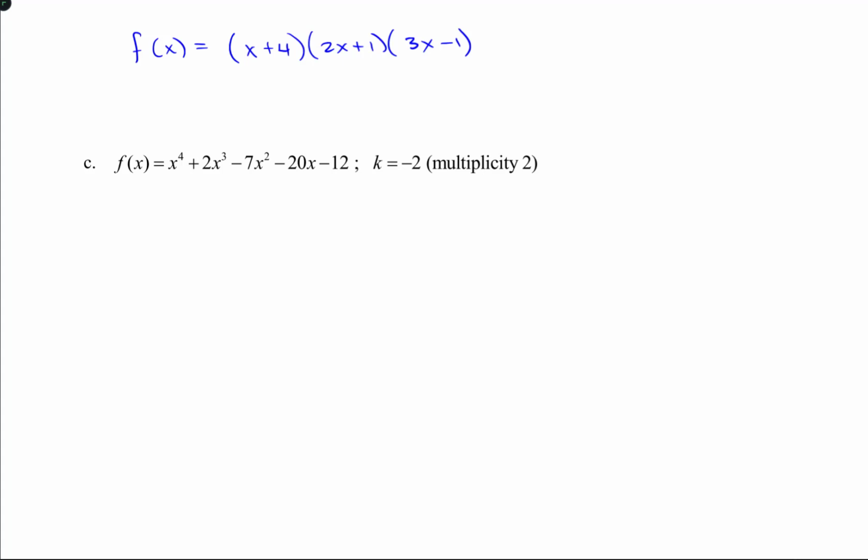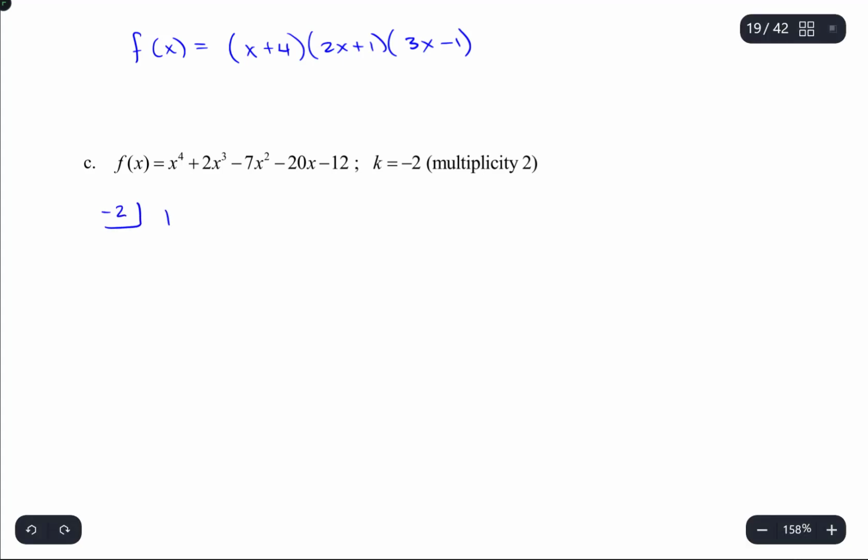Lastly, I have f of x equals x to the 4th plus 2x cubed minus 7x squared minus 20x minus 12. And then I'm told that k is equal to -2 is a 0, but of multiplicity 2. So what that means is I can actually factor it out of the polynomial twice. So let me show you how that works. So I'll take -2 out of the original polynomial.